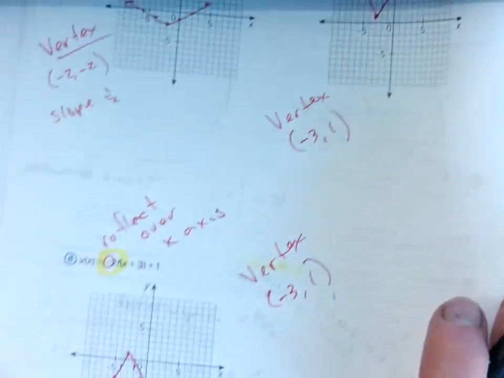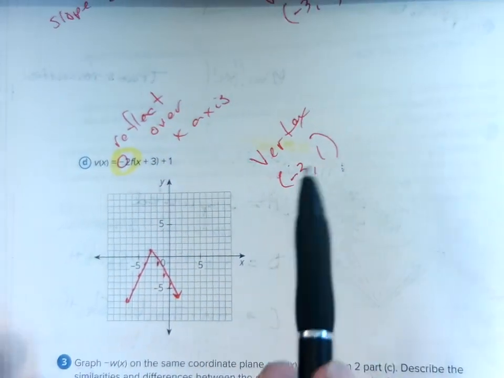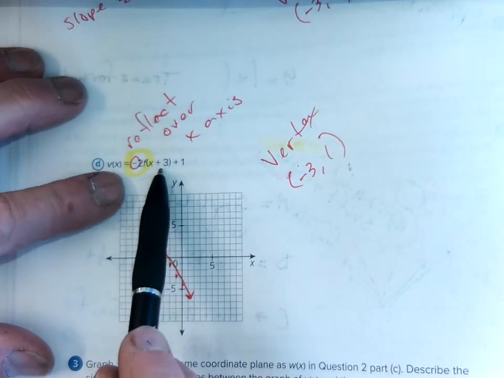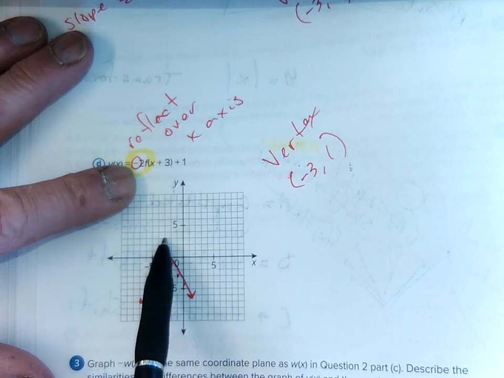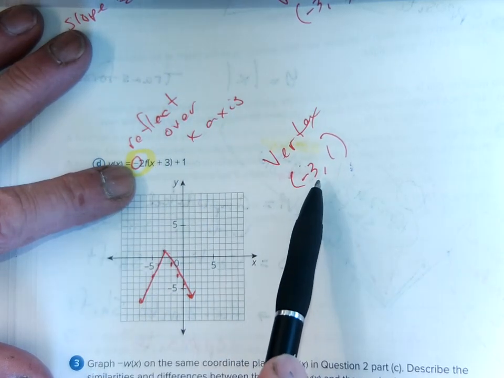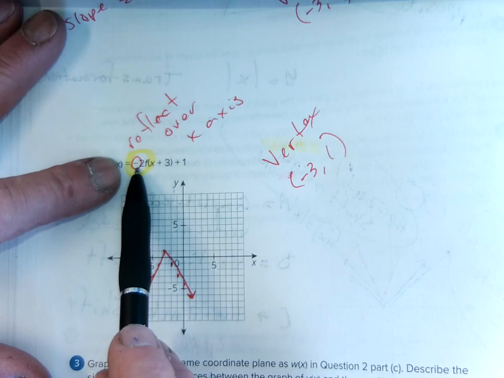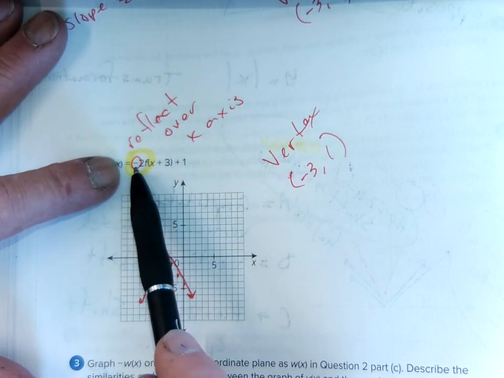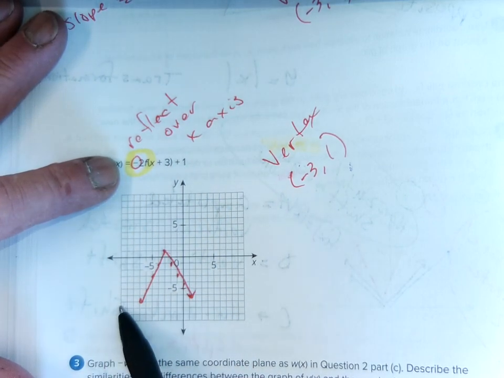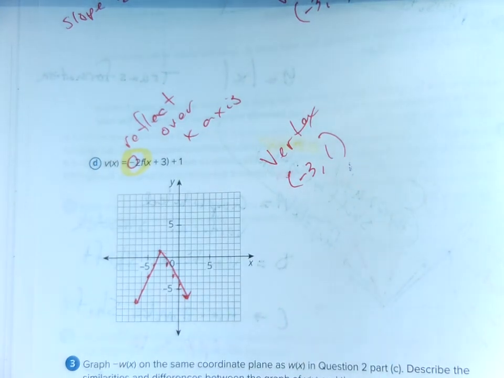We then looked at the last one, which has 3 different translations. First of all, we took it to negative 3, 1. It's got to be the opposite. That's where the vertex is. We knew we had to flip it over the x-axis, and it has a slope of down 2 over 1. Okay, and that's what we got. So that was the lesson for today.